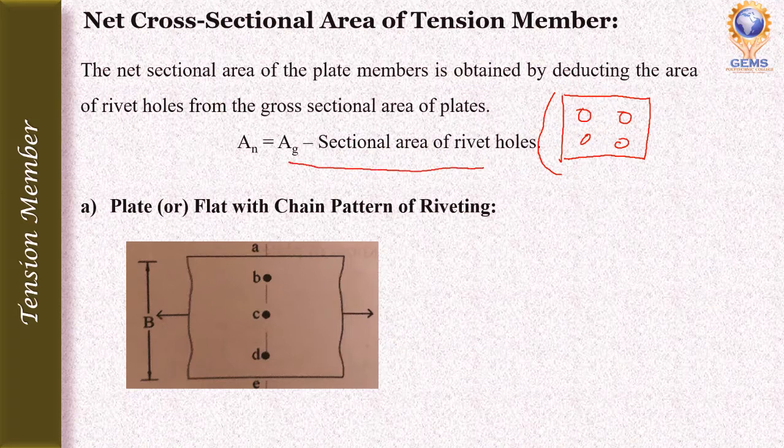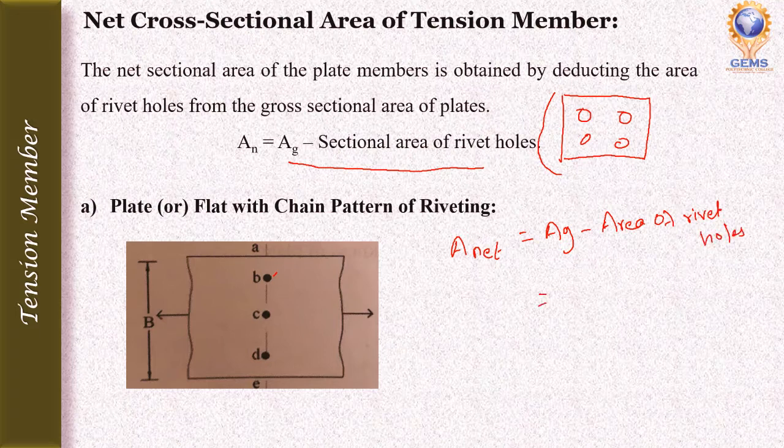Then, how can we find the net cross-sectional area for the different types of connections? Let's start with the plate or flat with chain pattern of riveting. This is the chain pattern. So, it is connected like a chain. From this, how we can find the net area: area of net is equal to AG minus area of riveted holes.